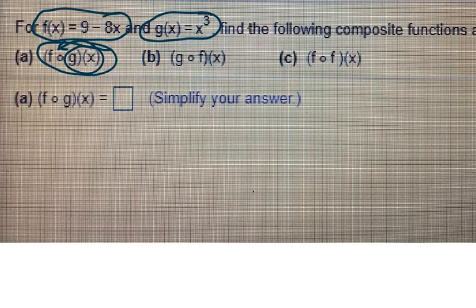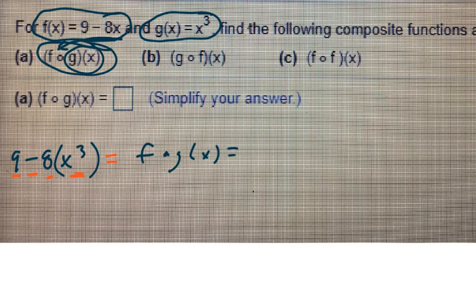So I'll just show my work and then finish it up. I'm literally going to put g of x inside of f. So if f is 9 minus 8x, notice I have 9 minus 8, and x is now the g of x. So as you can see, finishing it up, f of g of x is just simply 9 minus 8x cubed.